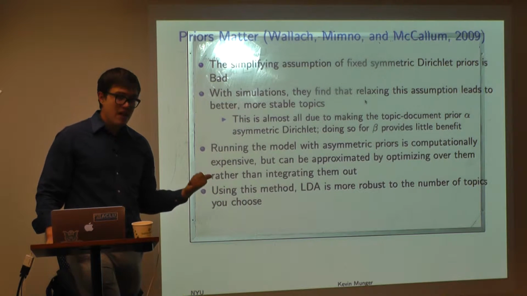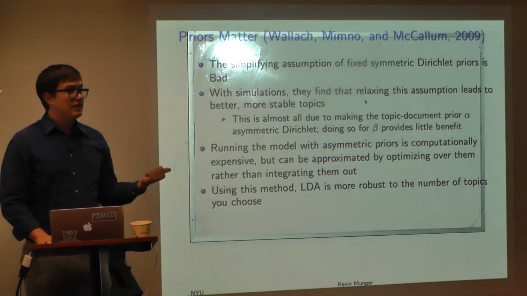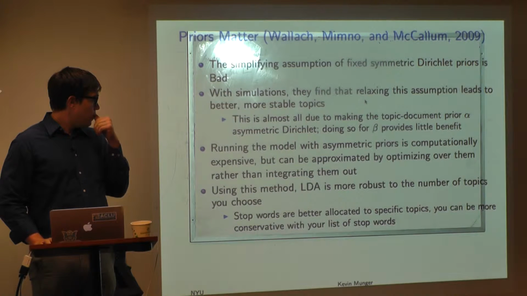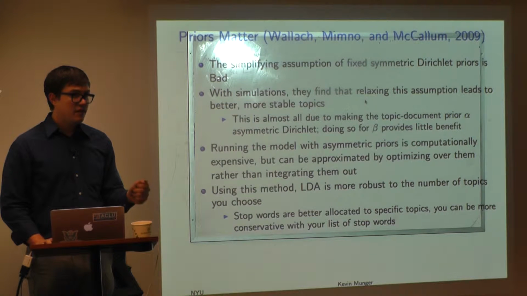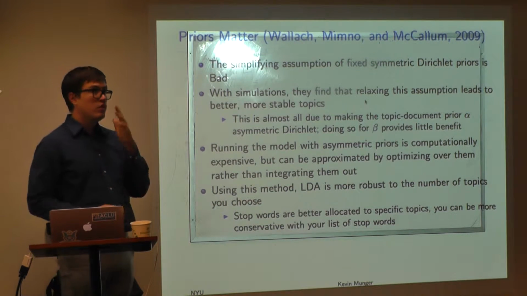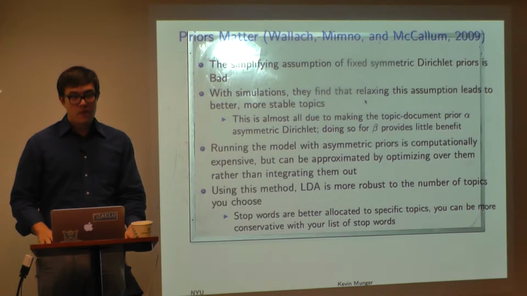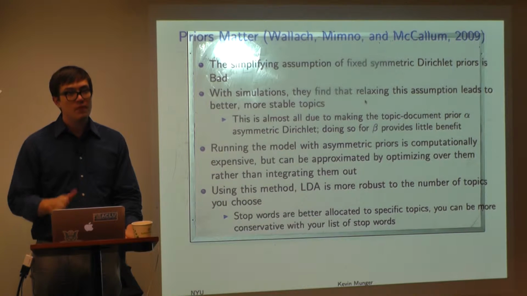The main advantage of doing LDA with an asymmetric prior on the alpha is that we find the topics are more stable. The stop words tend to be allocated to a very specific number of topics so that you can just ignore them. And so you don't even need to remove them? That's right. They still recommend doing it, but you can be more conservative.